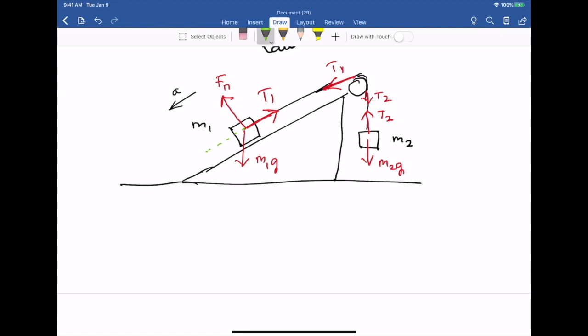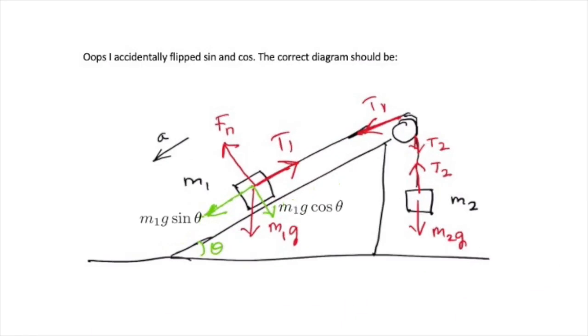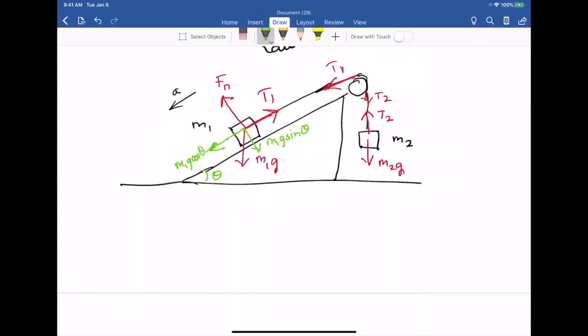So the component of the weight along the incline would be like this. So that would be M1G sine theta, if this angle is theta. And this component would be M1G cosine theta. All right. So we've broken up the forces into components here.